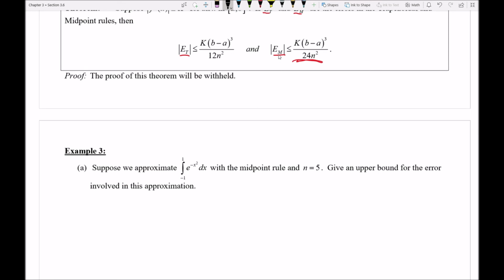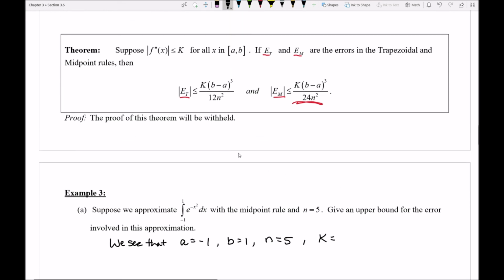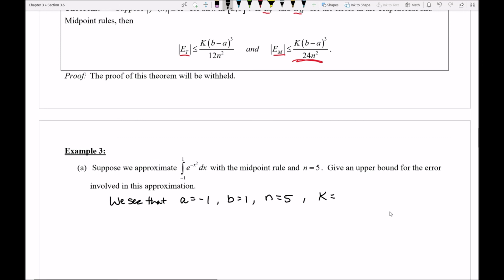Well, if I see here, from up above, there are just a couple values that I need to determine, and I can fill in this right-hand side. So I'll say here, we see that a is equal to, well, let's see, that's -1. b, that's +1. We're already told n, that's 5. Notice those values come immediately. But K, we're going to have to think about. Remember what the theorem up above said is that I need to take a look at the second derivative of my function, absolute value it, and then find a y value that's bigger. So for the moment, I'm just going to put a question mark here.